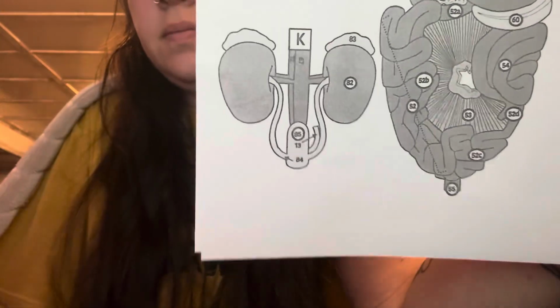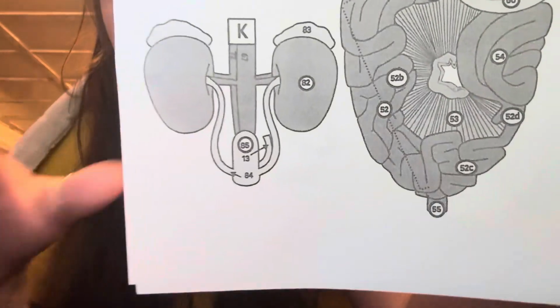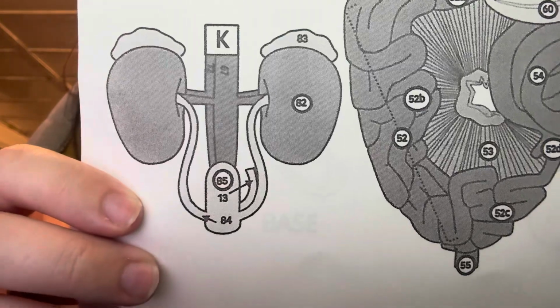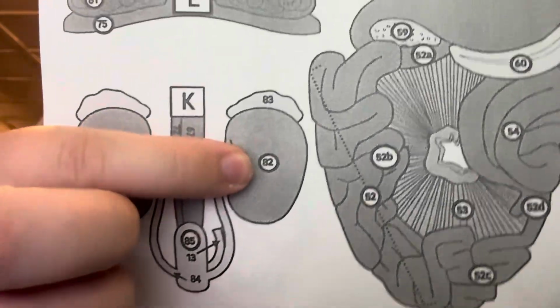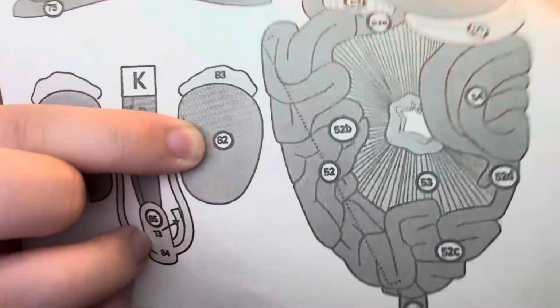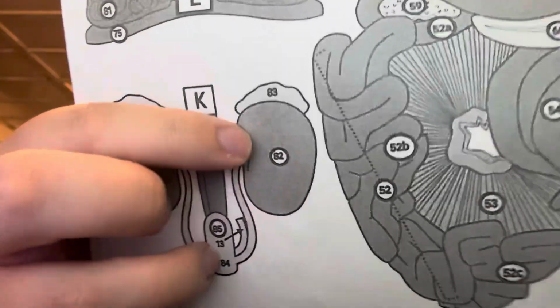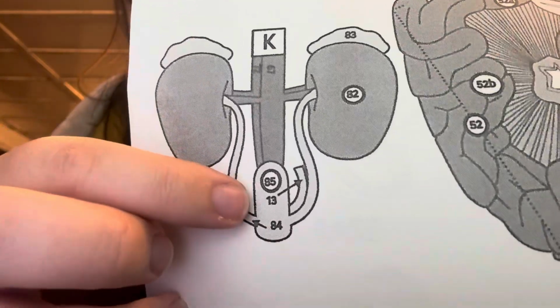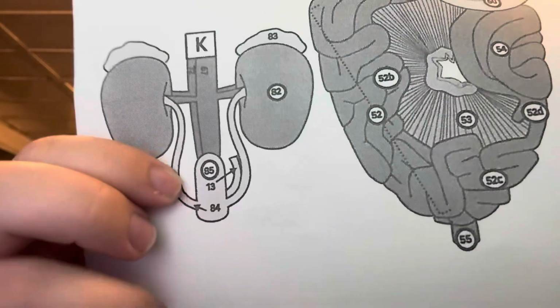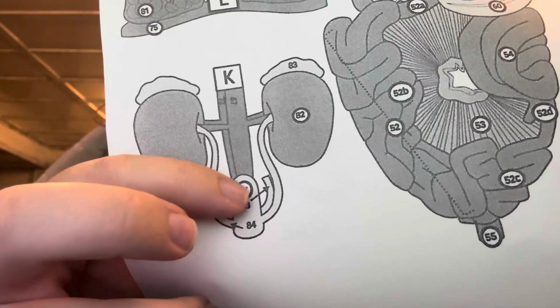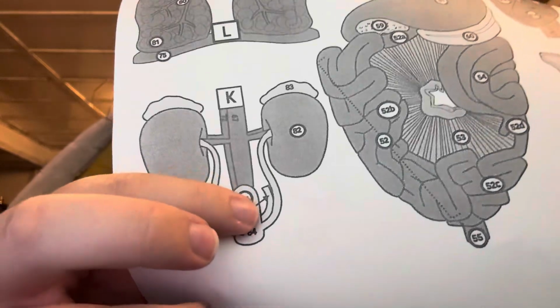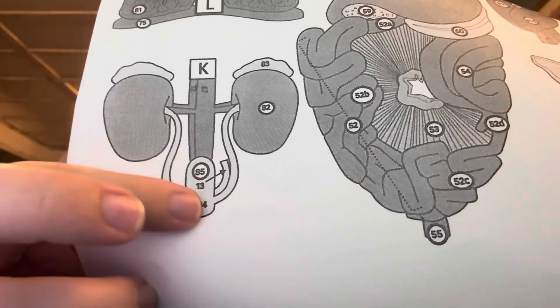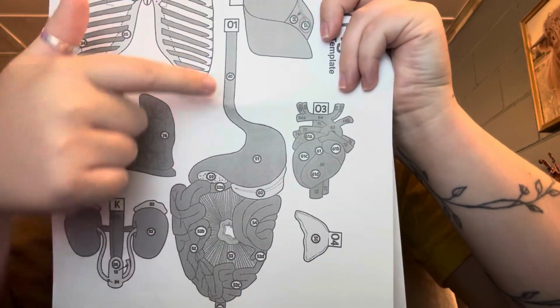Kidneys now. So right here we have the kidney. This is the adrenal gland. This is the ureter. And this is the bladder. Move on to the stomach here.